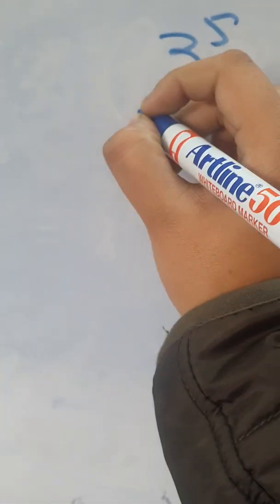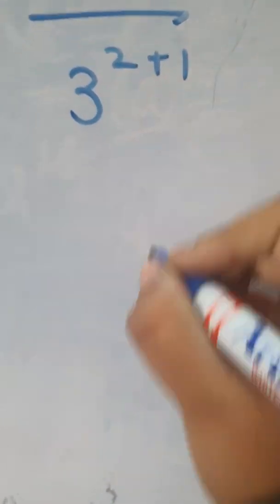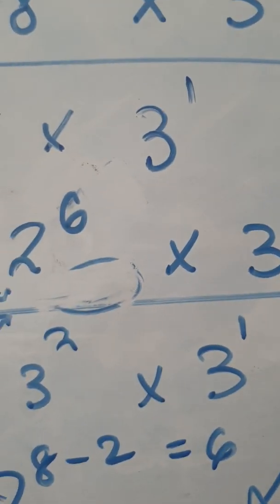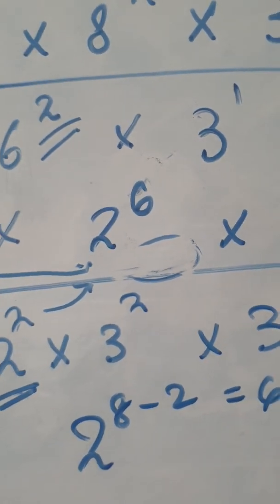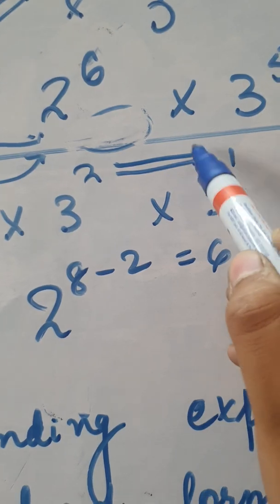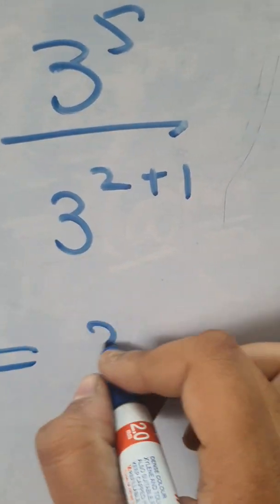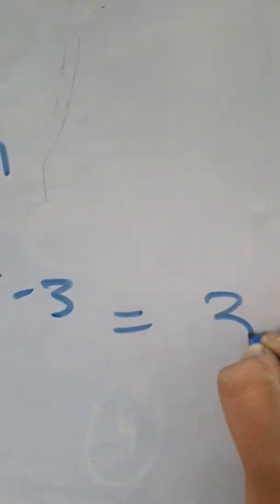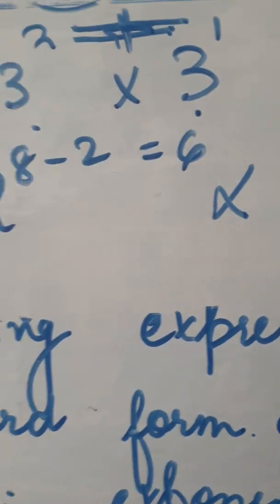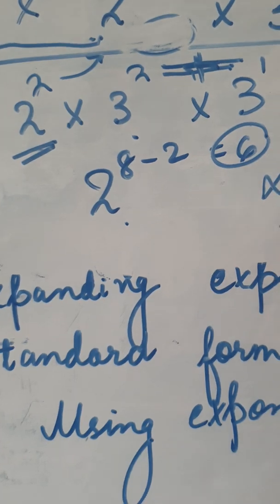Now what we are left with is 3 to the power 5 by 3 to the power 2 plus 1 by 1, because 3 can be written as 3 to the power 1, and these both are in multiplication, so we're going to add these and it becomes 3 to the power 3. So this over here becomes 3 to the power 5 minus 3 equals 3 to the power 2. So the answer comes out to be 2 to the power 6 into 3 to the power 2.